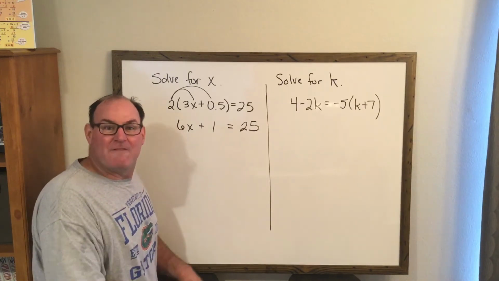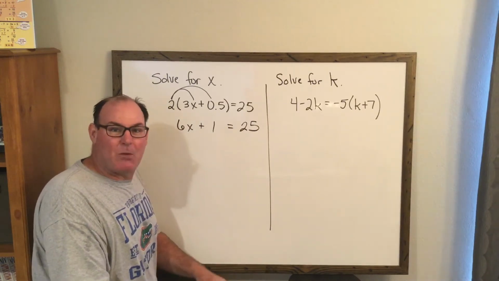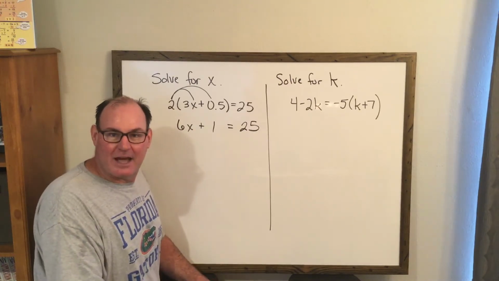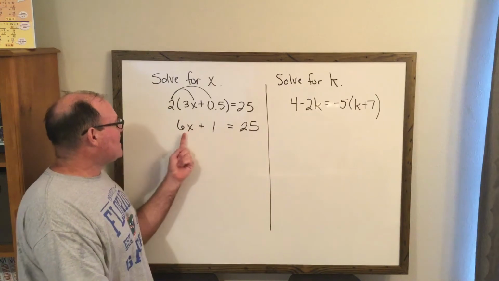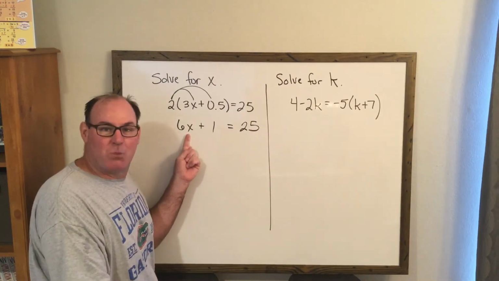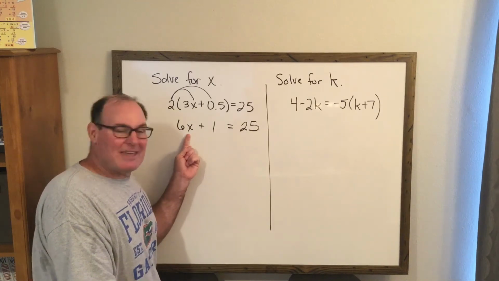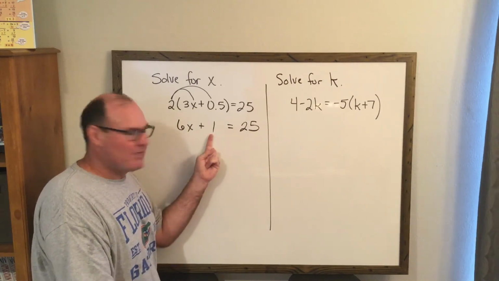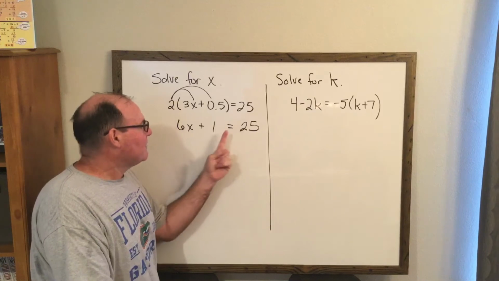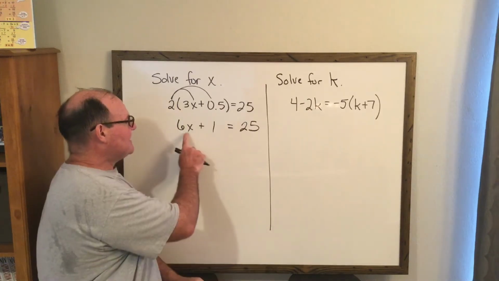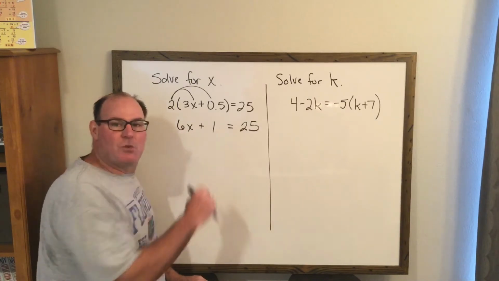My general format for any equation is I want to get all of my variables on one side, all of my numbers on the other side. On this equation, the only term that has a variable is this one, so it's already on its own side. So that means the thing that I need to move is the 1. I need to move the 1 because I always keep the equal sign in the middle. And so this is 6x plus 1 equals 25.